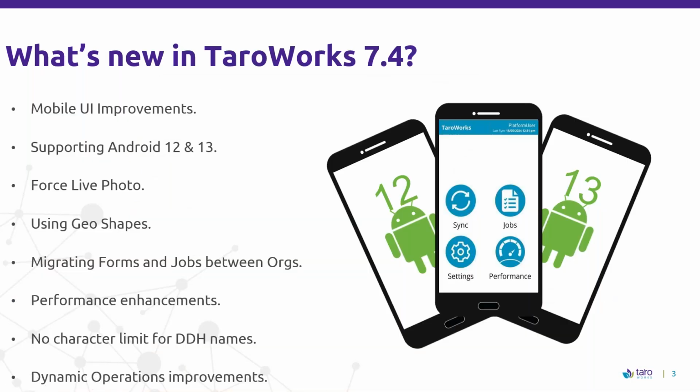So what's new in TaroWorks 7.4? We have very many exciting features. The first one is we have improved our user interface on the mobile application, as we shall see later. We're now supporting Android 12 and 13 in TaroWorks 7.4. We have a new feature where we can now have the mobile user take live photos and not reuse old photos. We'll also see how we set that up and how the experience is on the mobile side. Another new feature we're introducing is using GEOS Shapes, and we shall see how we use that and how we set them up.